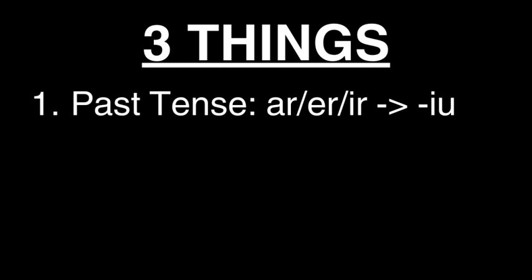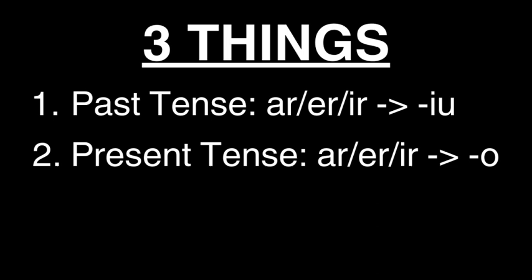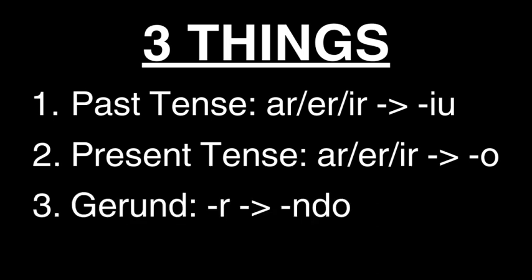We are now on to the second part of this video, and like I said earlier, this is the bare minimum you need to know. It will sound terrible, but you will get by and natives will be able to understand you. You only need to remember 3 things. If it is past tense, you replace the ar, er, or ir with ou. If it is present tense, you replace the ar, er, or ir with o. If it is a gerund, which is a verb that ends in ing, you replace the r with ndo. That is the absolute minimum you need to know.